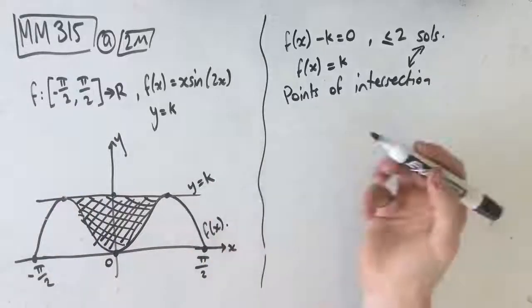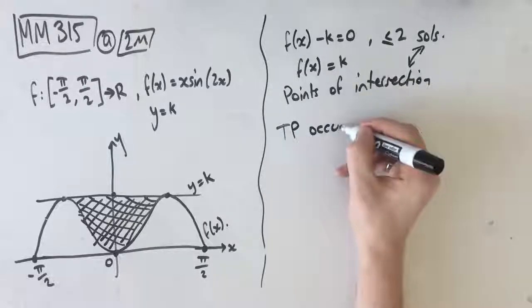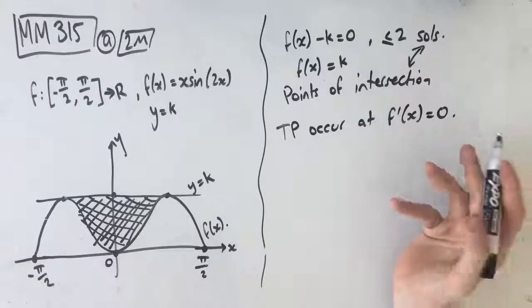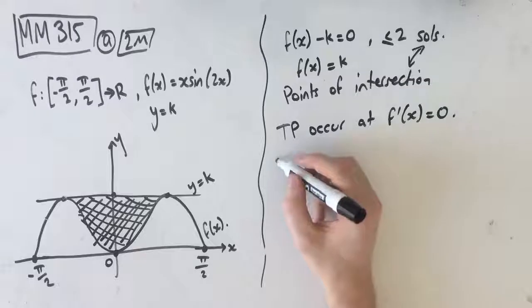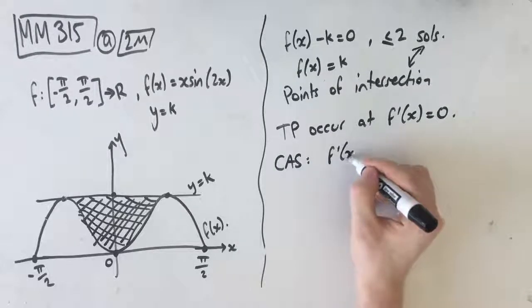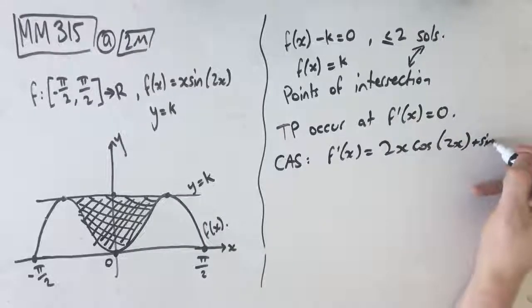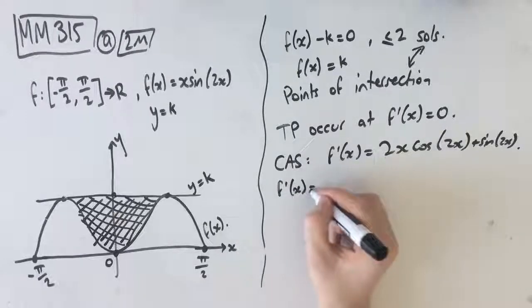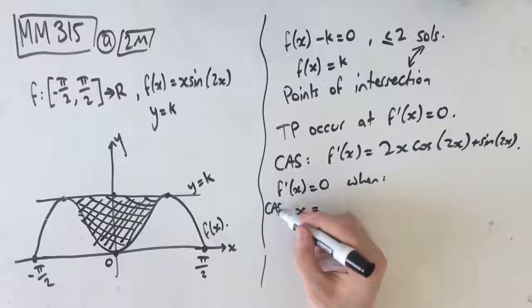So our first thing to do is to find out where these turning points are. Okay, so we know that these are turning points. So our turning points occur at f dash of x equals 0, right? Where our derivative or our gradient is 0. Okay. So this is a 2-mark question, so I would advise using your CAS just whenever you can. So according to CAS, f dash of x is equal to 2x cos of 2x plus sine of 2x. Awesome. Now, f dash of x equals 0 when x equals, now this is according to CAS, so I would use my CAS for this.